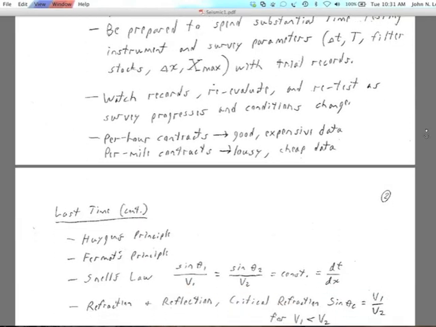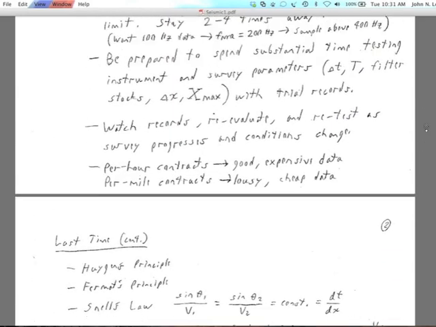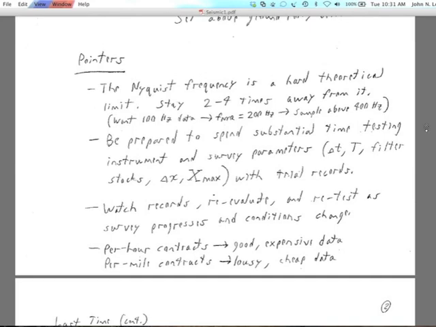Okay. Next time, we're going to go into one particular kind of seismic survey, which is the seismic reflection survey. And this is the end of the two lectures on seismic principles.